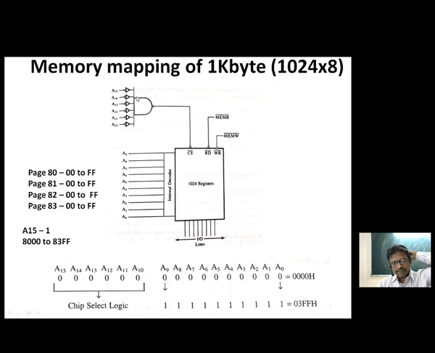But if the hardware design is such that the inverter is not present, then it will become 800 to 83FF. Suppose this inverter is also removed, two inverters are removed. In that case, A15 and A14 should both be equal to 1. And if these two become 1, it will be constant for every register, because it is the chip select line. Chip select line will be constant for all the registers. So if A15 and A14 both become 1, the address will be changed.